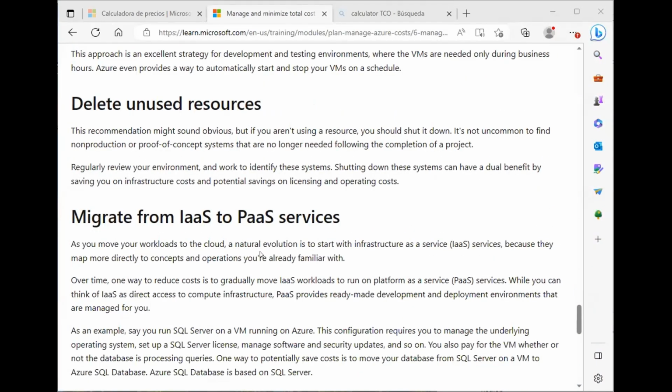Delete unused resources. The recommendation might sound obvious, but if you aren't using a resource, you should shut it down. It's not uncommon to find non-production or proof of concept systems that are no longer needed following the completion of a project. Regularly review your environments and work to identify these systems. Shutting down these systems can have a dual benefit by saving you on infrastructure costs and potentially saving on licensing and operating costs.